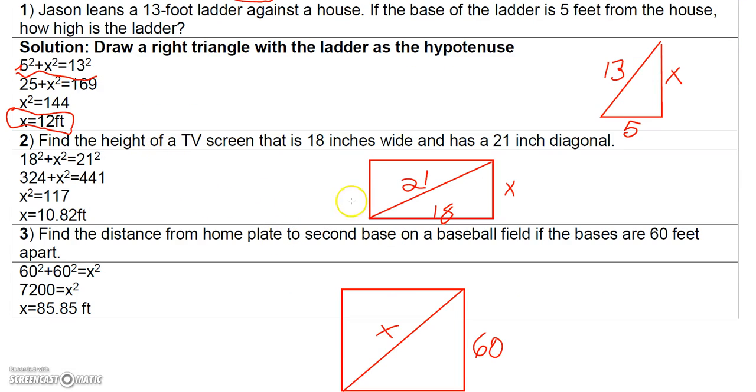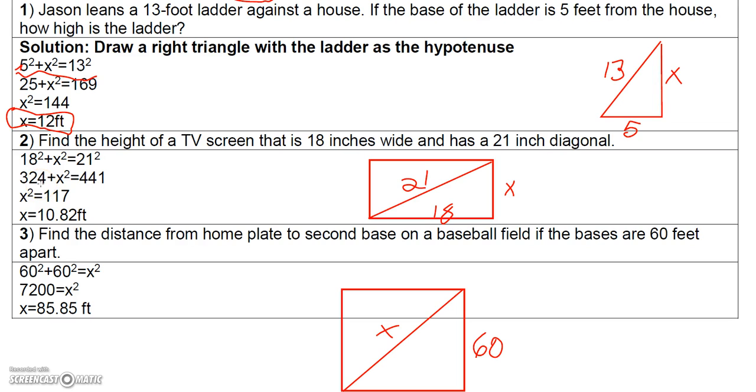The next question: here's a TV screen, and it tells me that the width of the TV is 18 inches, so that would be 18 for this bottom width right here, and the diagonal is 21 inches. You see that diagonal actually creates a right triangle. It creates two right triangles, but let's look at the lower one. I've got one leg is 18, one leg is x, and the hypotenuse is 21. So 18 squared plus x squared must equal 21 squared. 18 squared is 324, and 21 squared is 441.